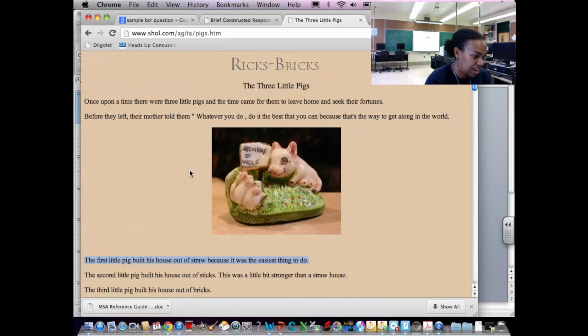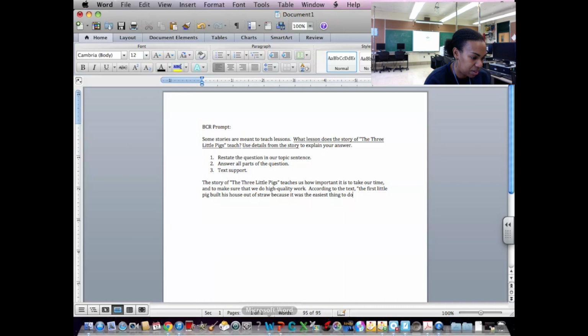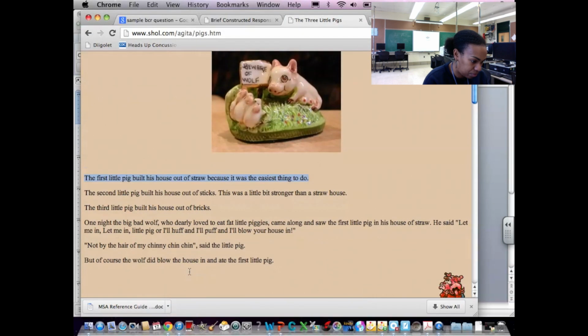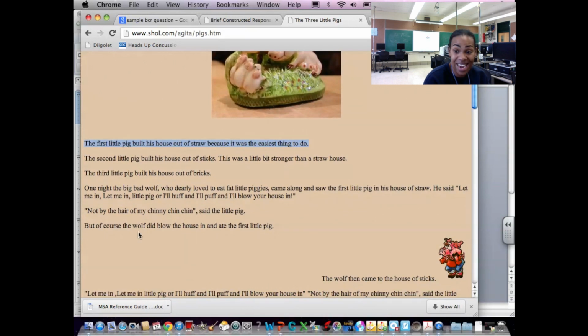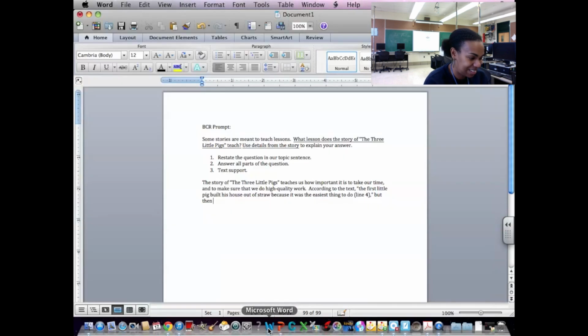So, let's see. Looking at the text, line 1, 2, 3, 4. Okay. So, I'm putting in parentheses where I got this from. So according to the text, the first little pig built his house out of straw because it was the easiest thing to do. But then he got eaten as a result. Okay? Now let's see what happened to the other little pig.